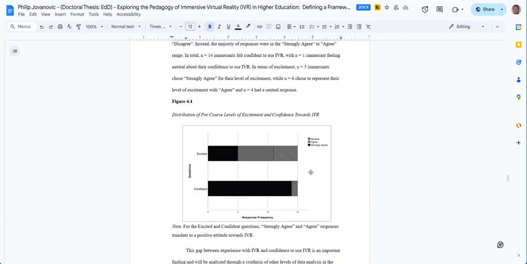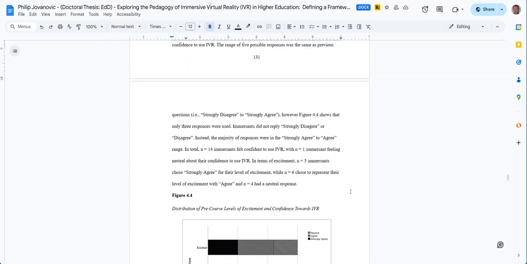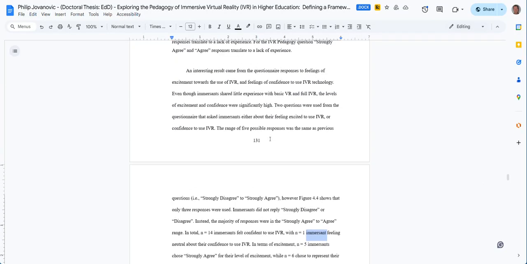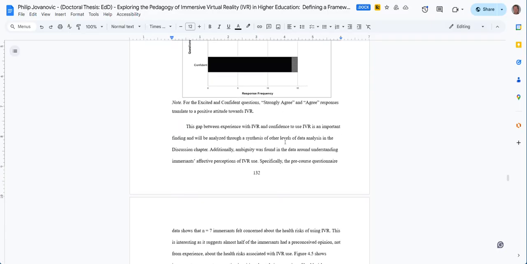Again, you present your information in a table, not in figures. You rarely ever use figures to do this. It skews the perception of what's going on, when we only have 15 people here. And you wouldn't say with n equals 1 immersant feeling neutral. Immersant. Oh, yeah, okay. I'm not sure why you're saying immersant when you mean participant, right? I think you mean participant.